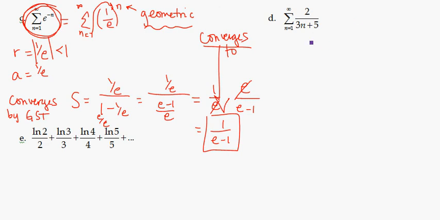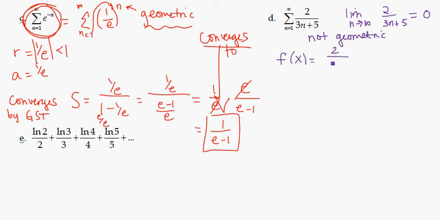Okay, let's look at this next example. Go through the usual tests. The divergence test won't help us, because notice that these terms, if I look at the limit as n goes to infinity of 2 over 3n plus 5, I'm going to get 0. So that doesn't help me. This is not geometric. So I am going to go ahead and try to apply the integral test.